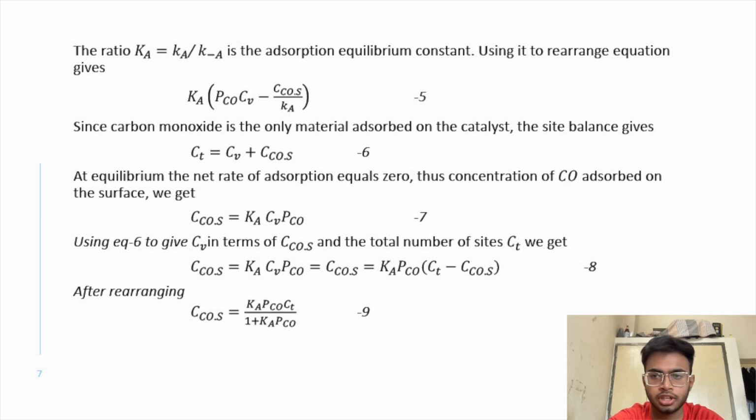equilibrium constant into partial pressure of carbon monoxide into total molar concentration of the site divided by 1 plus equilibrium constant into partial pressure of carbon monoxide.